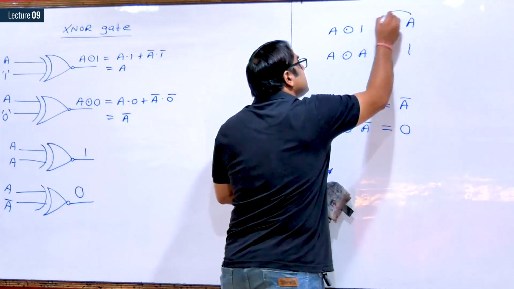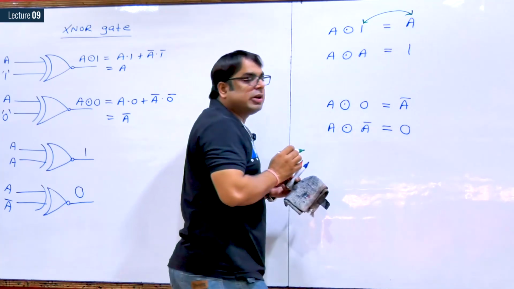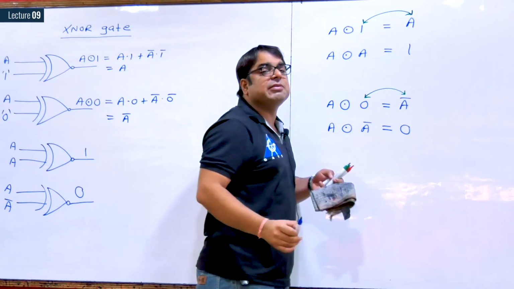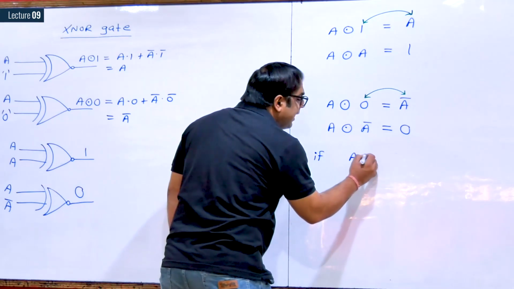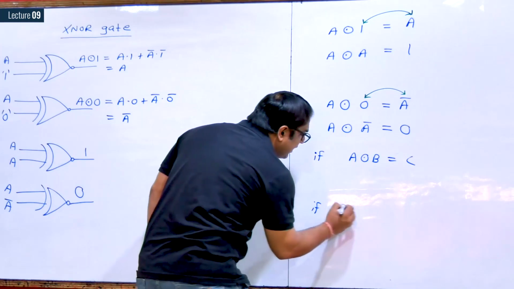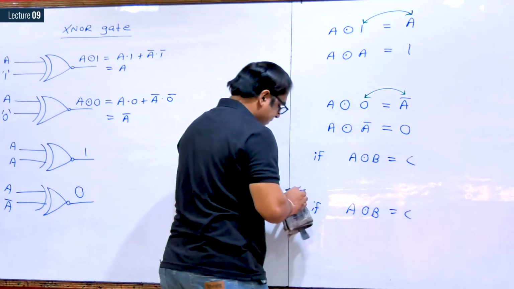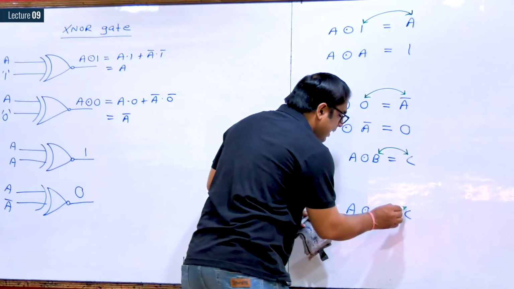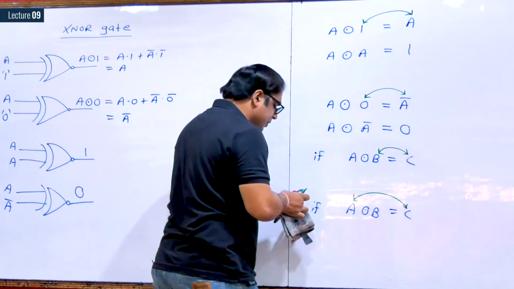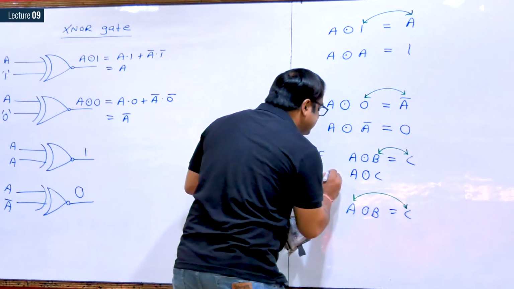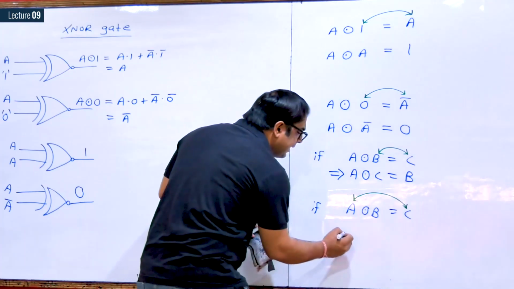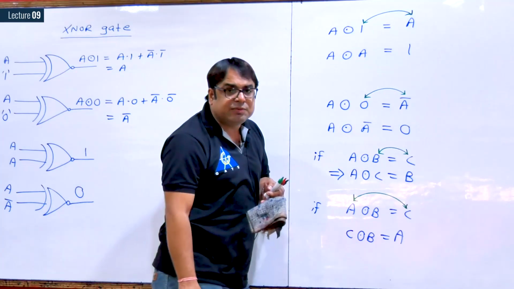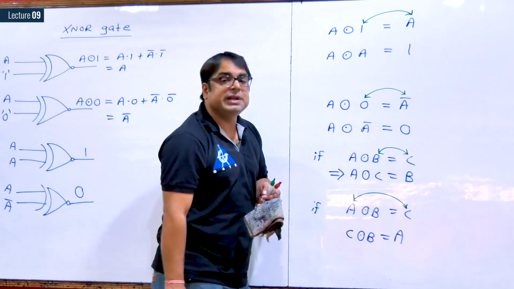So again, what you can notice, in XNOR gate also, it is a special function in which we can replace the output with any one of the inputs. It means if we have A XNOR B is equal to C, then I can replace the output with any one of the inputs. So in the first case, I will get A XNOR C is equal to B. In the second case, I will get C XNOR B is equal to A. So XOR and XNOR both are special functions in which you can replace output with any one of the inputs.